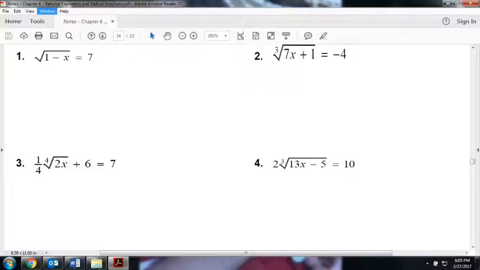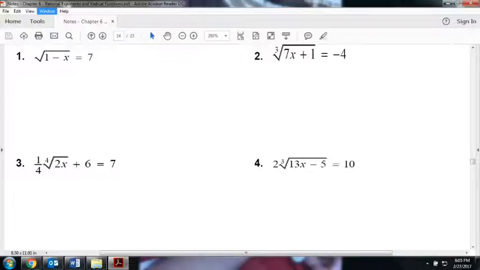All right, this is section 6.4, chapter 6.4, for your notes. Basically, what we're doing is solving radical equations. We're solving for x when it's inside radicals.